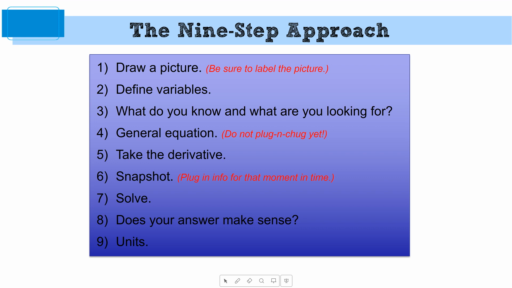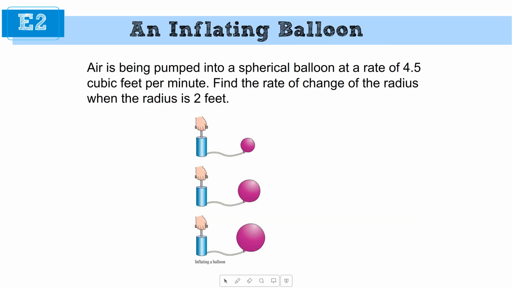Okay, ready? The first example, I don't think is on your sheet. So find a spot, we're gonna inflate a balloon. There's a balloon. It's inflating. Air is being pumped into a spherical balloon, which means it's a sphere, at a rate of 4.5 cubic feet per minute.